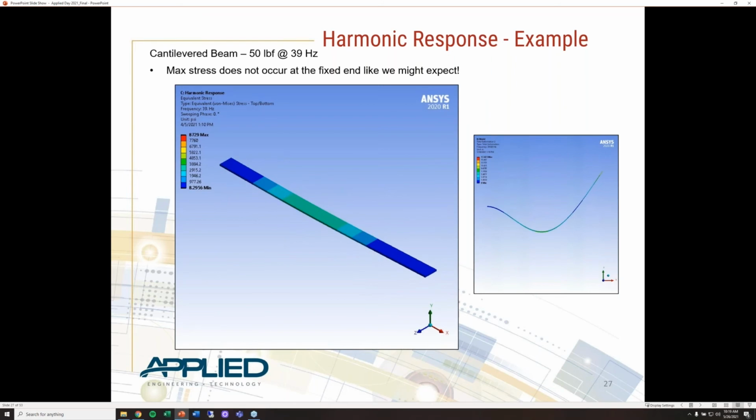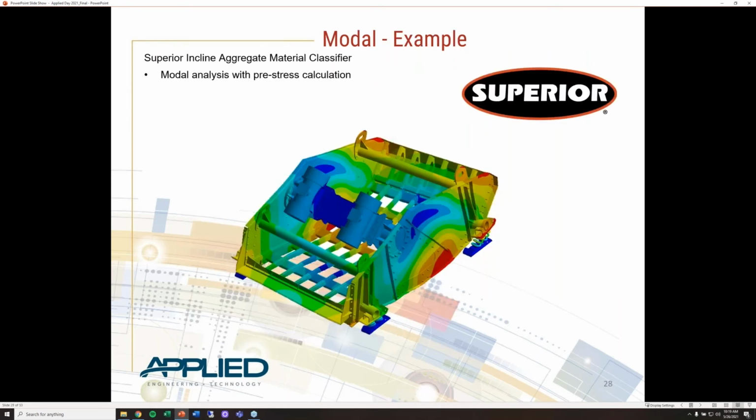And so I have the mode 2 shape here just for comparison, so we can see that inflection point that occurs at that location where we're seeing that high stress. So very interesting result here. Definitely important to note. Moving on to a modal analysis example.